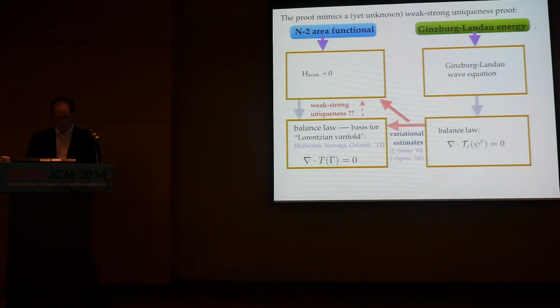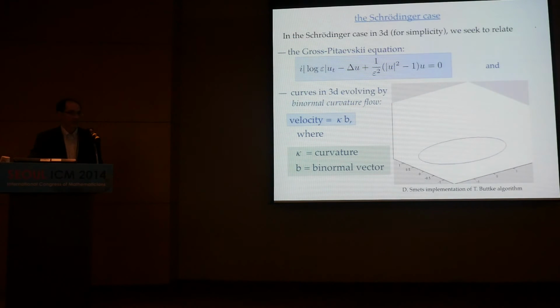So let me move on to the Schrodinger case, because this is what I really want to focus on. Okay, so the Schrodinger case, I'll spend the last part of the talk on this. And again, here's the Schrodinger equation. The corresponding geometric equation is the following. It says the velocity is the curvature, kappa, times the binormal vector. I'll show a simulation in a moment.